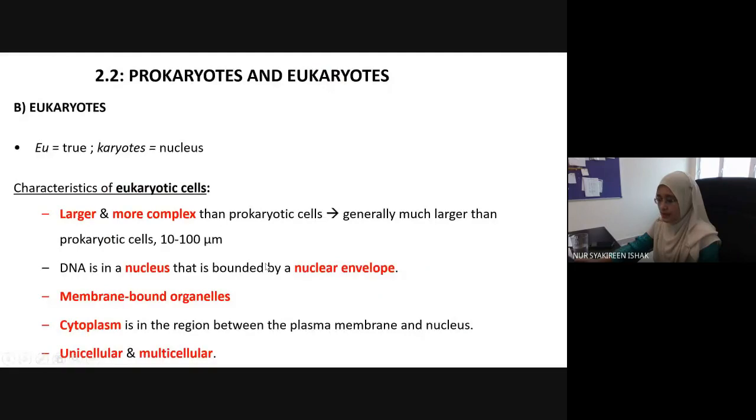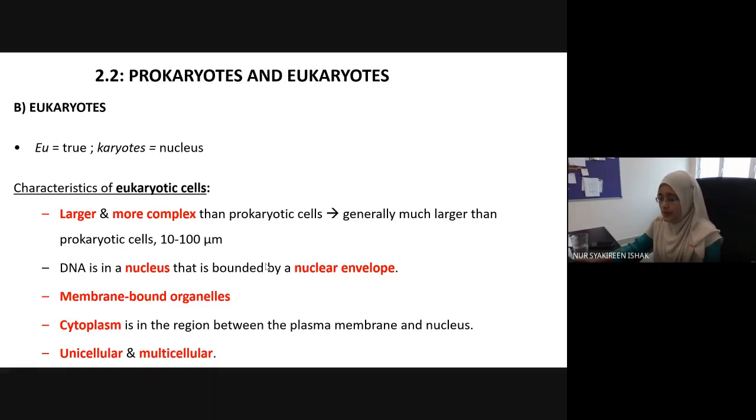And then the next one, these are the explanations for eukaryotes. So it means true. Karyotes mean nucleus. So it means that for this organism, they have a nucleus. The nucleus functions to store the genetic information. It contains the DNA. So these are the characteristics of eukaryotic cells.